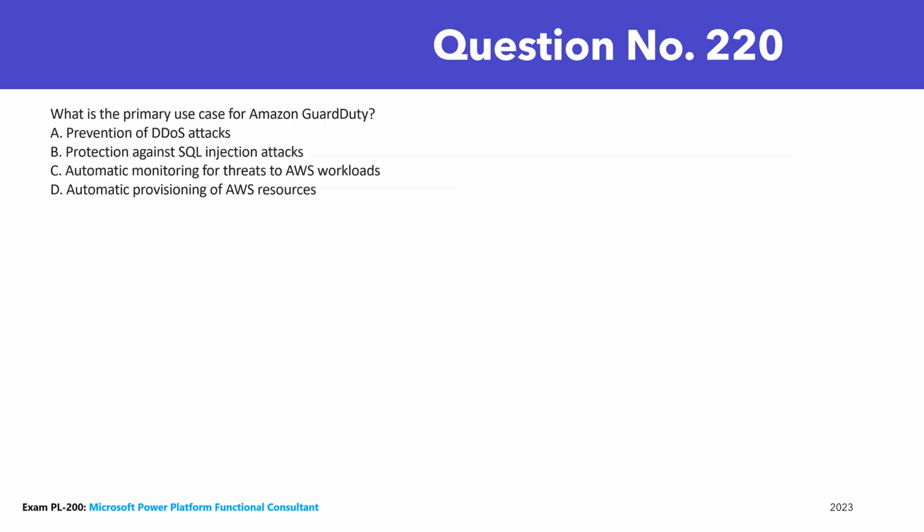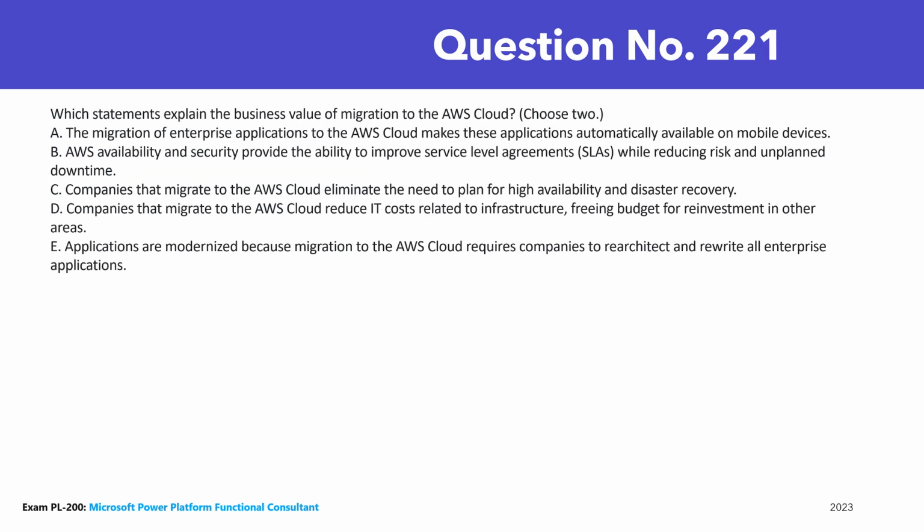What is the primary use case for Amazon GuardDuty? A. Prevention of DDoS attacks. B. Protection against SQL injection attacks. C. Automatic monitoring for threats to AWS workloads. D. Automatic provisioning of AWS resources. Correct answer, C.